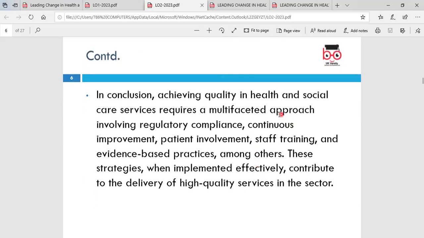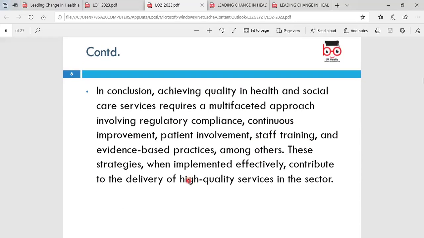Achieving quality in health and social care requires a multifaceted approach because it is multifaceted. So because it has multiple stakeholders, it has multiple barriers. So you're working on an understanding of all these multifaceted approaches that can work for different components. You have your patient involvement, you have staff training, all of these that we've talked about earlier.